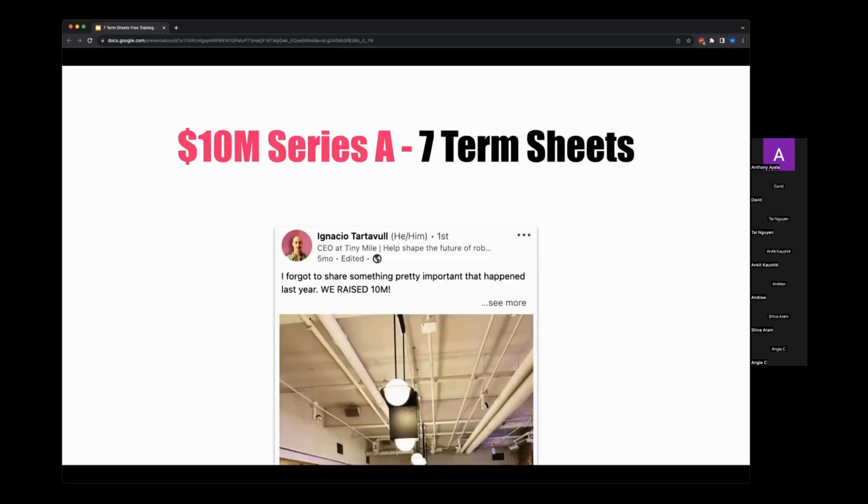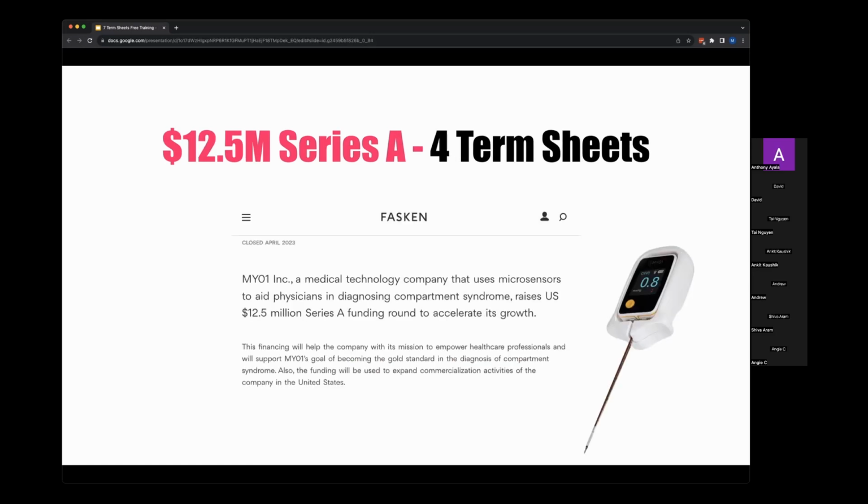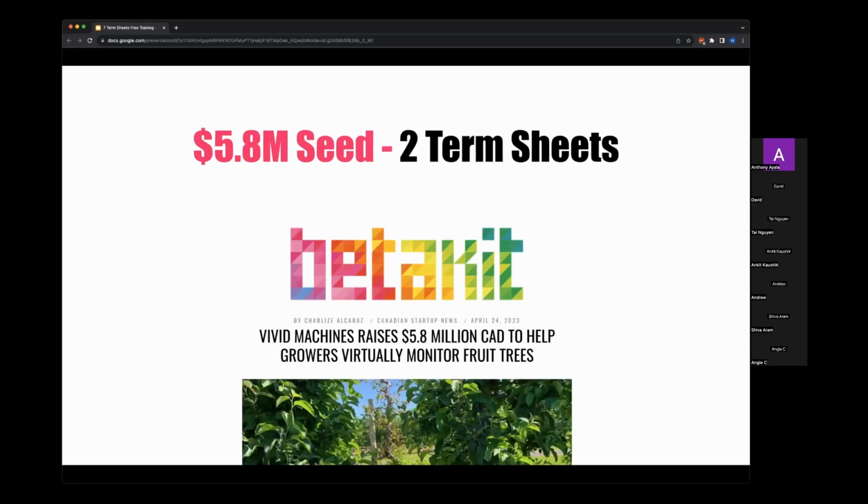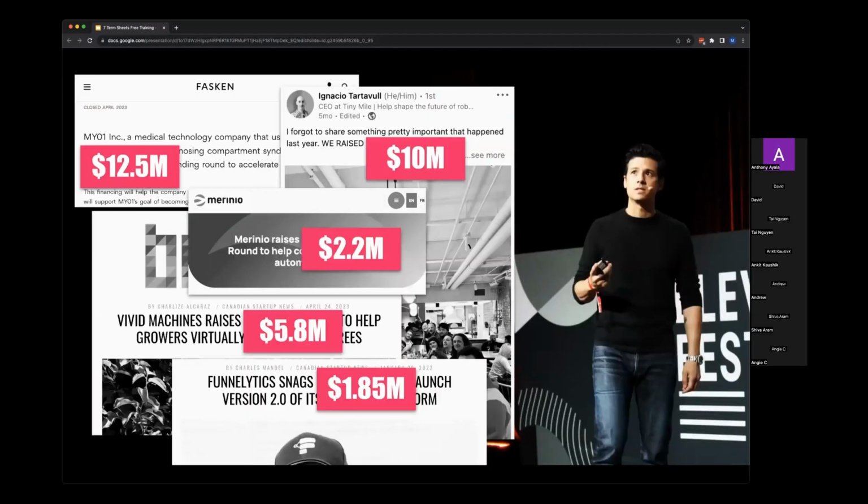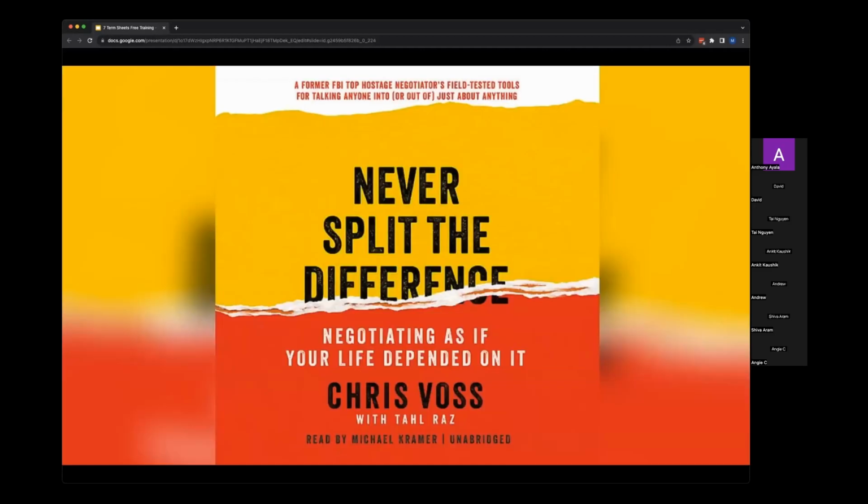This is the same process that I used to run with Ignacio and his Series A and Tiny Mile, with Charlie and Myo One, and with Jenny with Vivid Machines, and the one that I always run with all the other companies that I help work with.